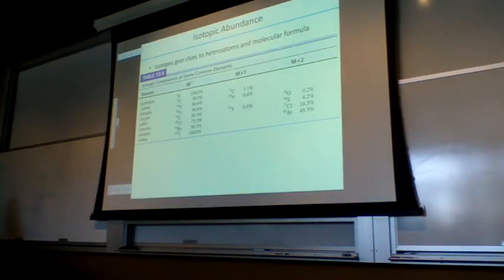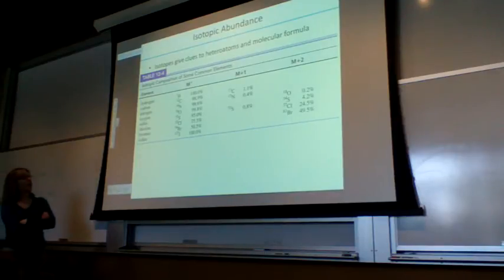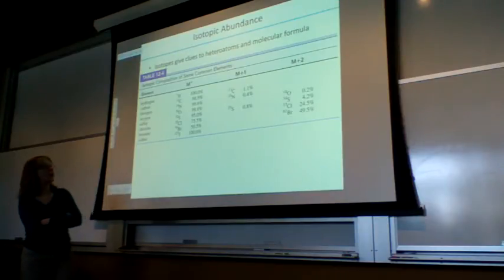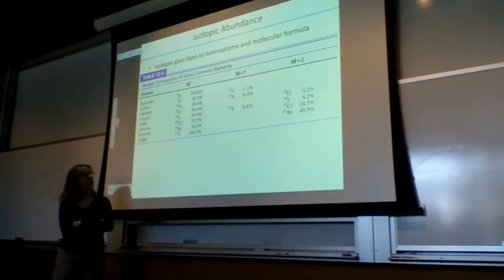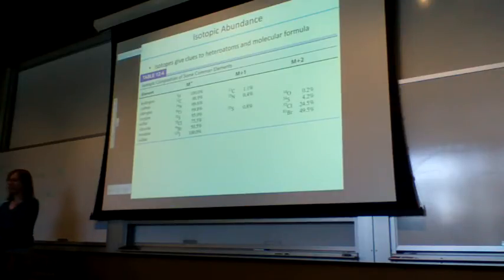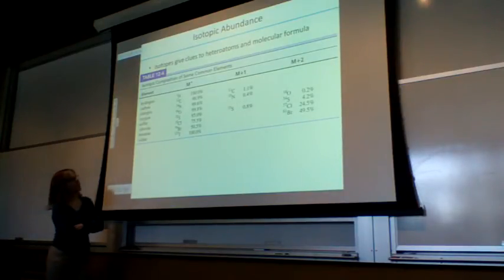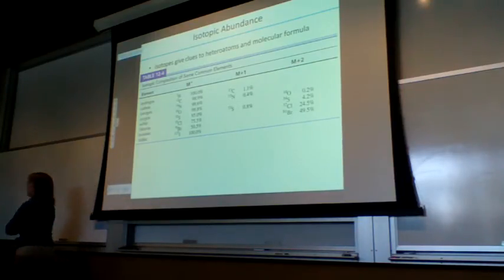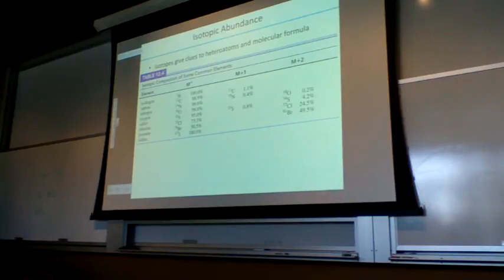Okay. Isotopes. Do you remember this chart? We have hydrogen 1 being about 100% of your isotopes of hydrogen. Carbon is about 98.9% carbon 12 and 1.1% carbon 13. And then nitrogen and sulfur both have a small portion of an M plus 1. So if we're looking at our M plus 1 peak, we're going to look at carbon, nitrogen, and sulfur.